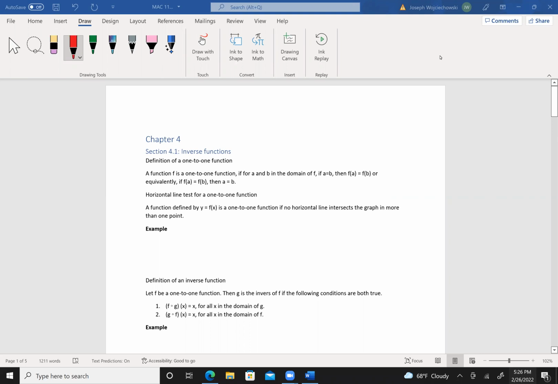Okay, one thing we can do to test for a one-to-one function is called the horizontal line test. So we can test for a function using a vertical line test. We find it's a function. We can test for a one-to-one function by doing a horizontal line test, which is basically the same in that a function defined by y equals f of x is a one-to-one function if no horizontal line intersects the graph at more than one point. So something like this would not be one-to-one. Something like this, however, would be.